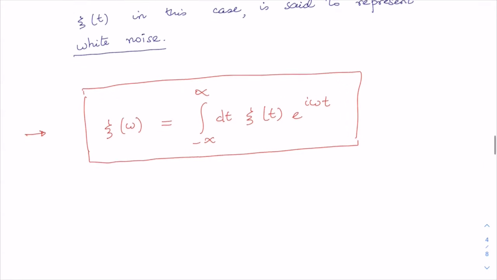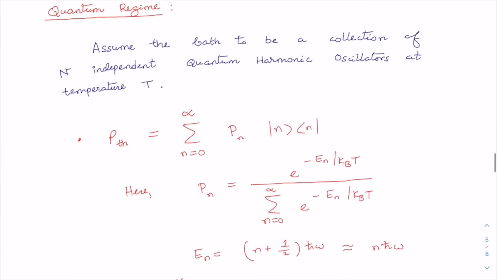Then we started discussing the quantum regime. To discuss the quantum regime, we now have to calculate the expectation value of various parameters. Because we are considering a collection of independent harmonic oscillators at some temperature T, we wrote down the density operator for the system, and that will be required because when we take the average of any quantum optomechanical operator, the expectation value is given by the trace of the density operator rho times the operator.